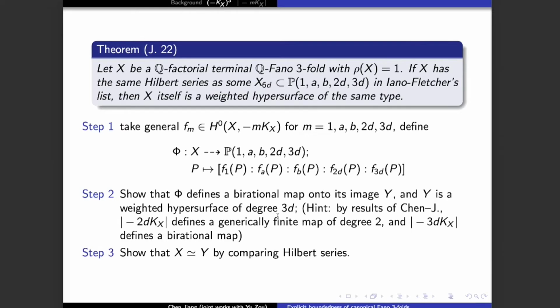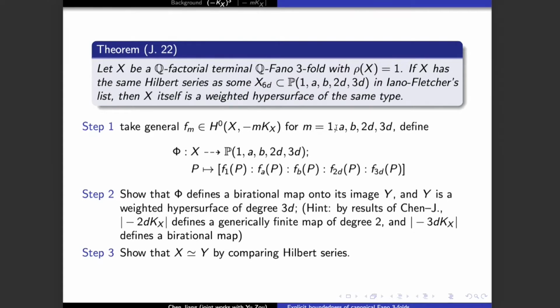And then finally, we should show that X is actually isomorphic to its image Y by just looking at the Hilbert series. So this is the basic idea, but I cannot tell more detail. If you are interested, please look at my preprint on arXiv. Okay, so any questions so far?